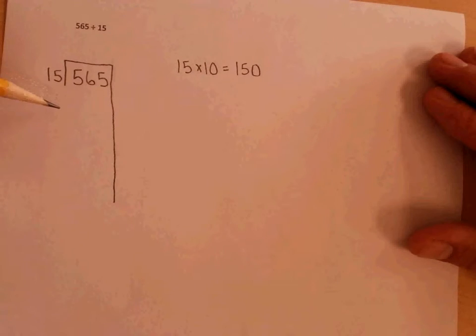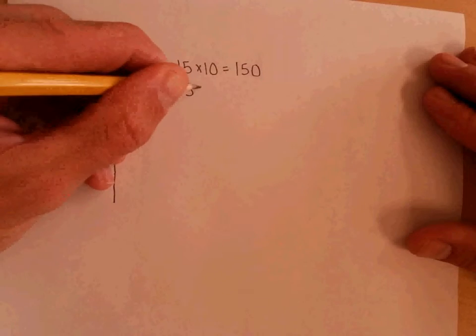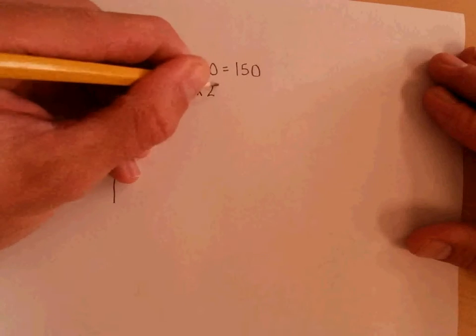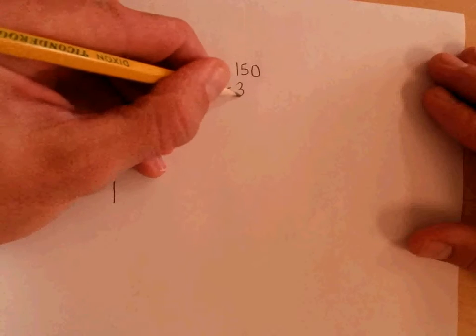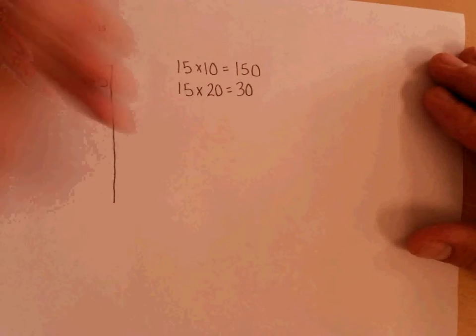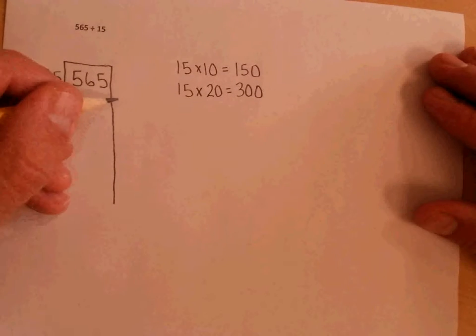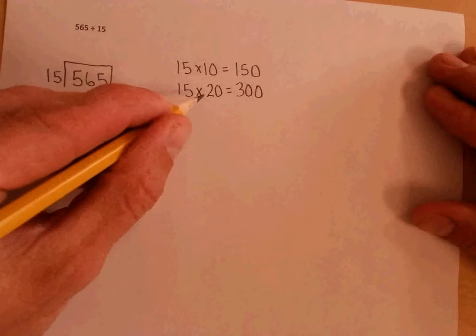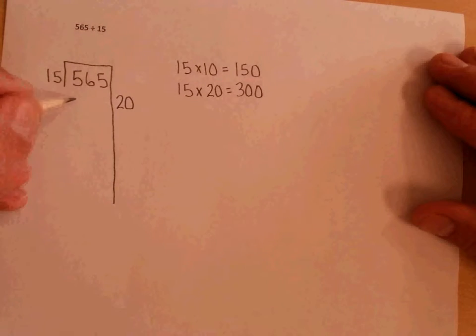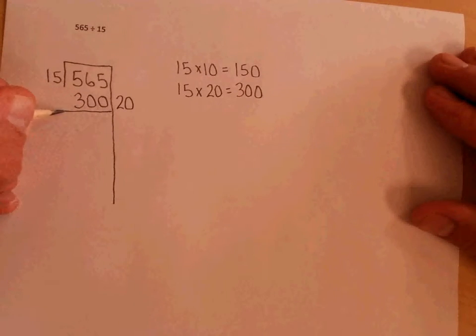Well, that is way too small. So now I want to go 15 times 20, or 15 times 2, which is 30. Then I make it 10 times bigger, so I just add a 0, that's 300. That's pretty close, so I think I'm going to use that. We're going to put 20 right here, because I know 15 times 20 equals 300. Come over here, write that there.